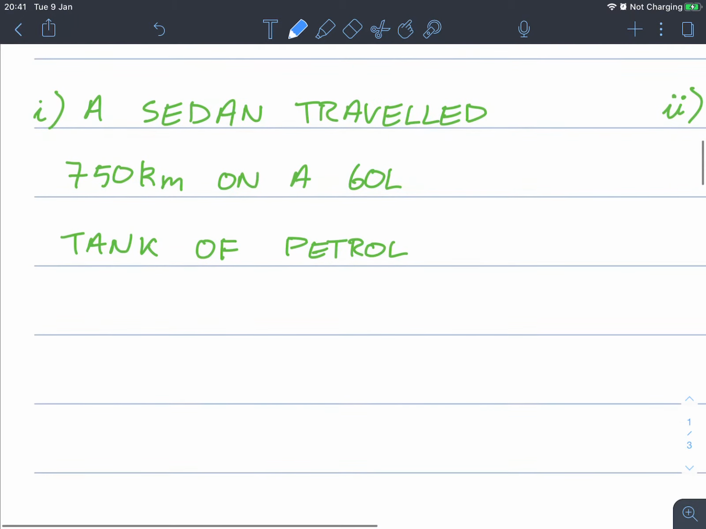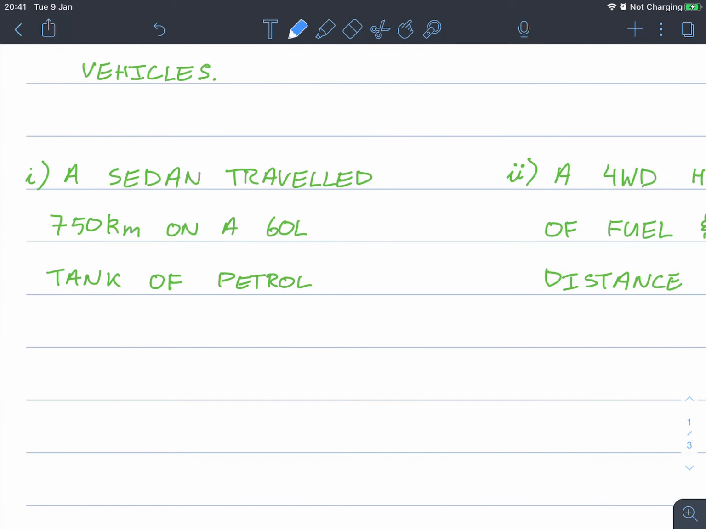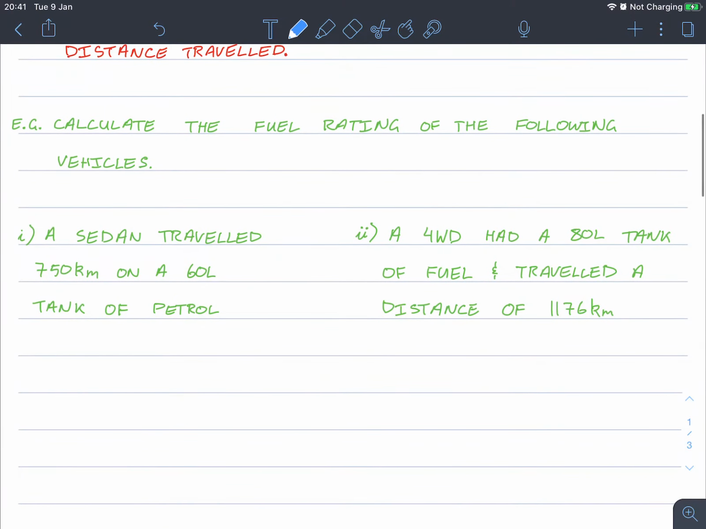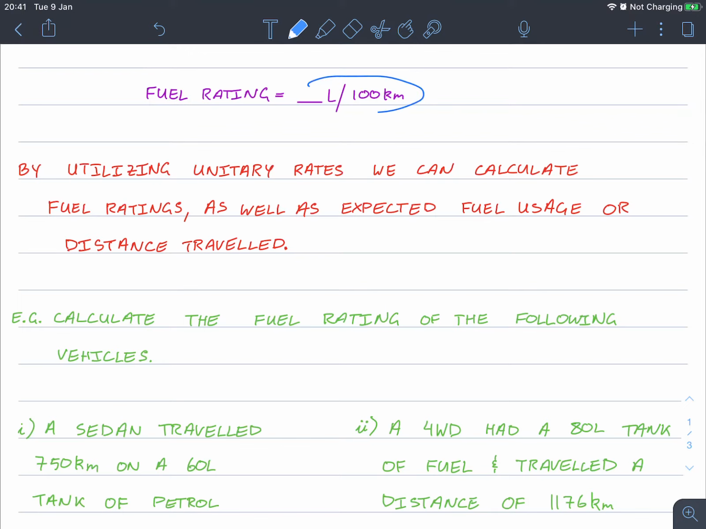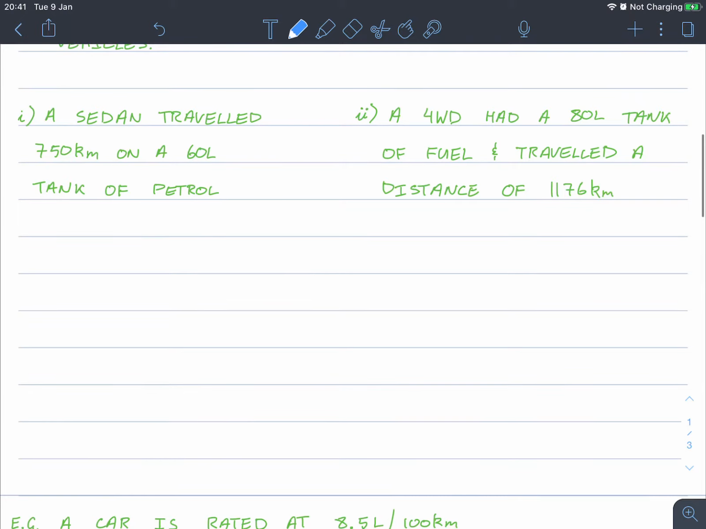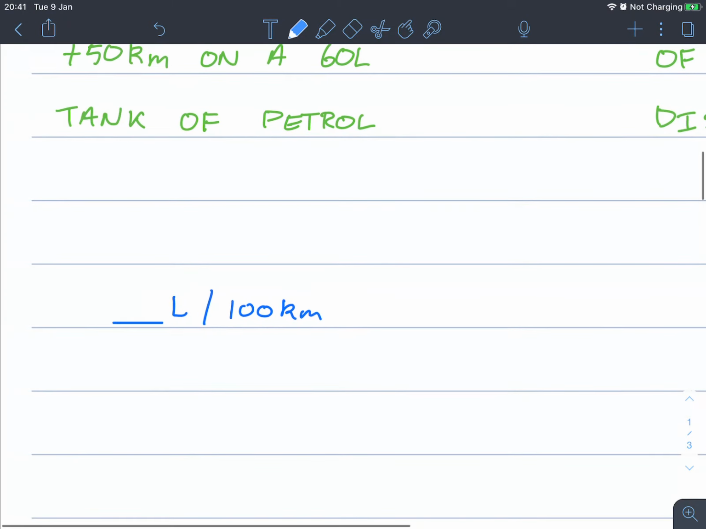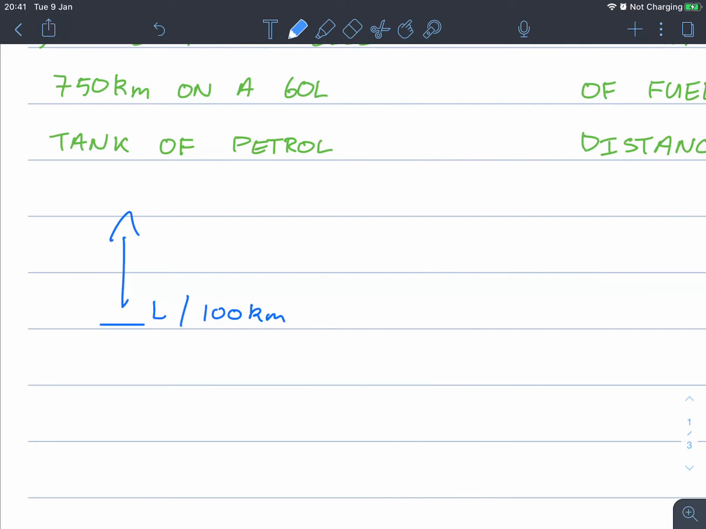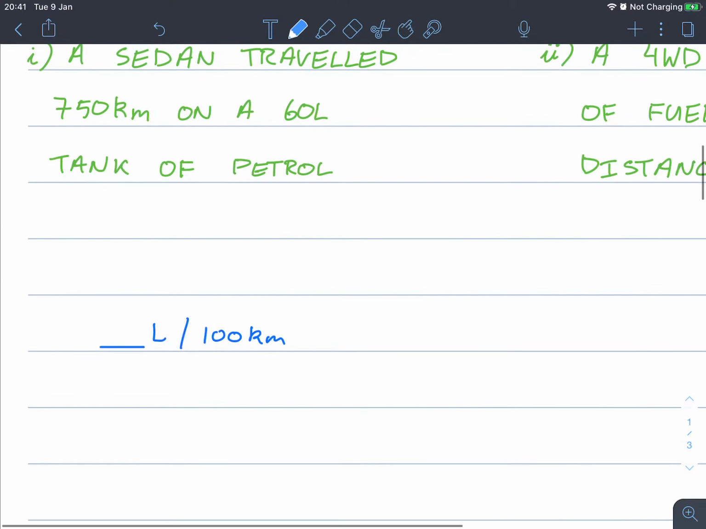A sedan traveled 750 kilometers on a 60-liter tank of petrol. So notice how we want to make it look like this one here. Our end goal is going to be something liters per 100 kilometers. Above each of them, I'm going to be writing the information that we've been given. So 60 liters per 750 kilometers. Now we want to make our way to 100 kilometers.